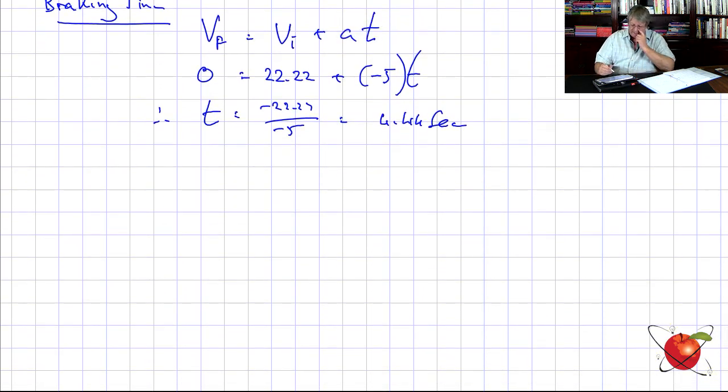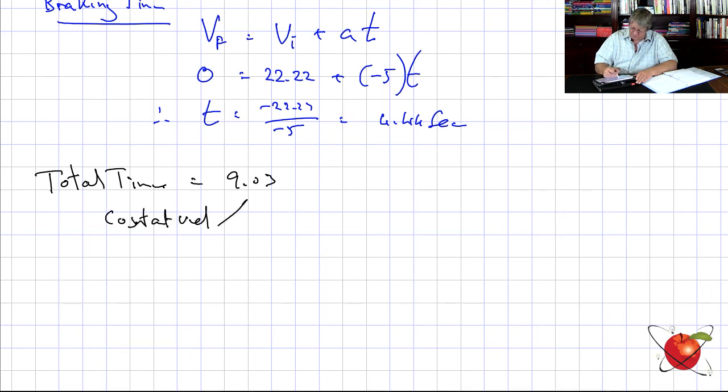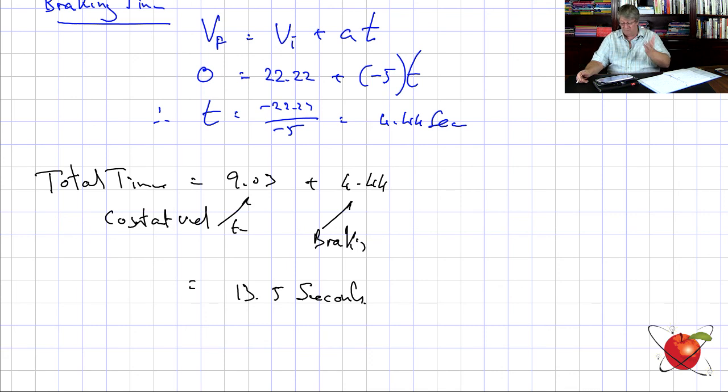It took us basically 9.03. Right? Total time equals 9.03. This is the constant velocity time. Plus my braking time, 4.44. This is braking, which is going to be equal to 13.5 seconds. Okay? I rounded it off. 13.5 seconds. Okay? Bear in mind they will tell you whether you can or not.